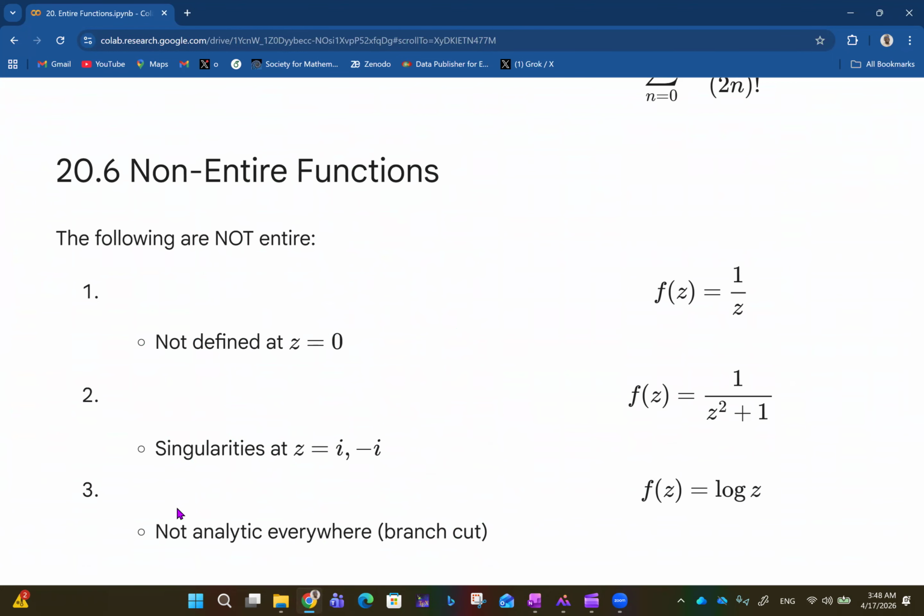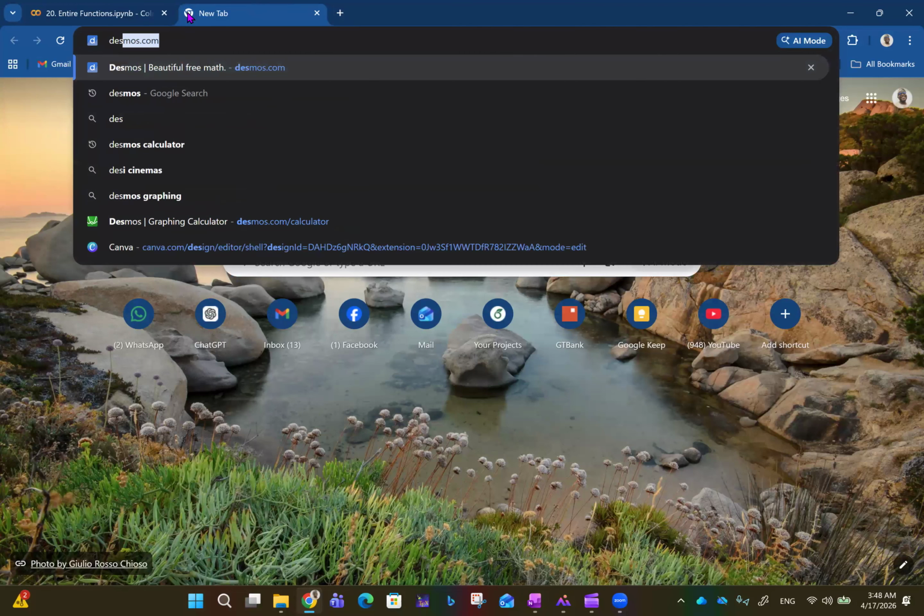And then 3, f(z) equals log z. It is not analytic everywhere because there's a branch cut. So if you try to visualize it, maybe I don't know, let me try to see if I can use Desmos to describe some of these ones.